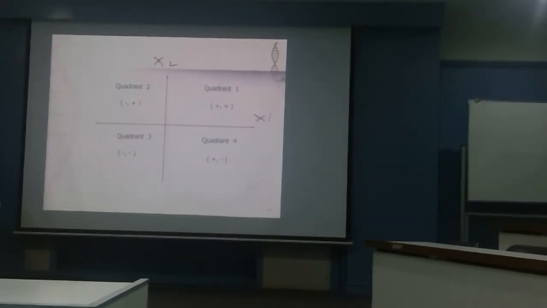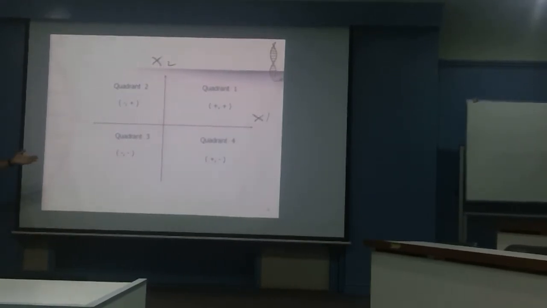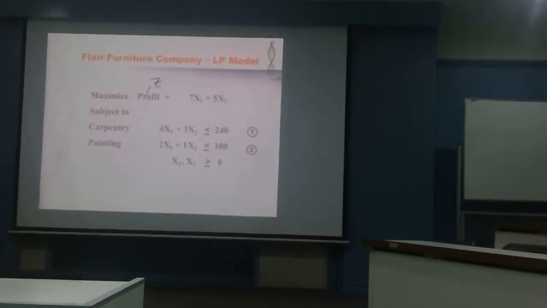Do you still remember? Okay. So normally we try to find the intersection on each axis and connect it together. For example, I'm going to solve the problem of Fair Furniture Company. I'm drawing the axis, and I'm going to start by drawing all the constraints. The first constraint is 4x1 plus 3x2 less than or equal to 240.